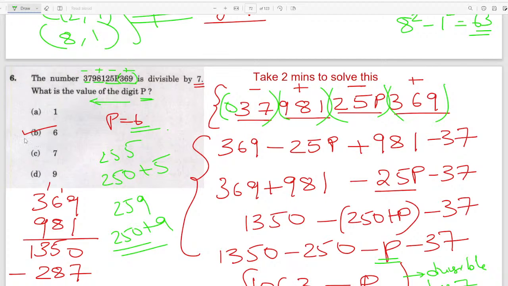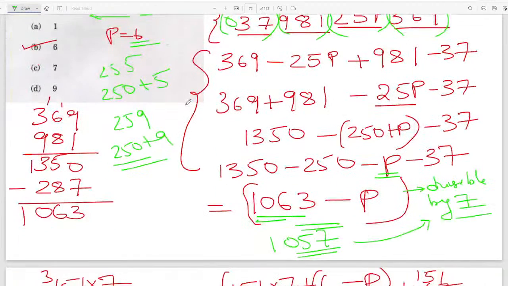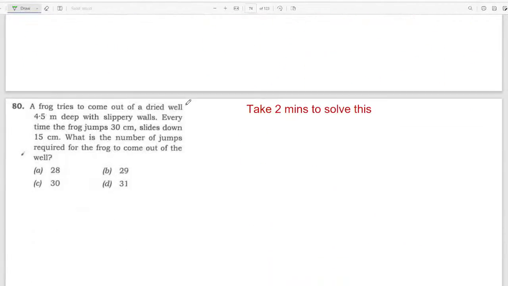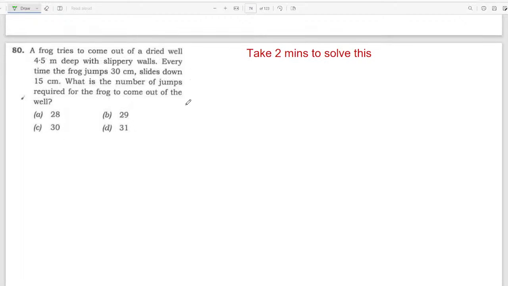I hope this is clear. If anyone has any doubt, please ask. Okay, then we'll move to the next question. So take 2 minutes to solve this question.